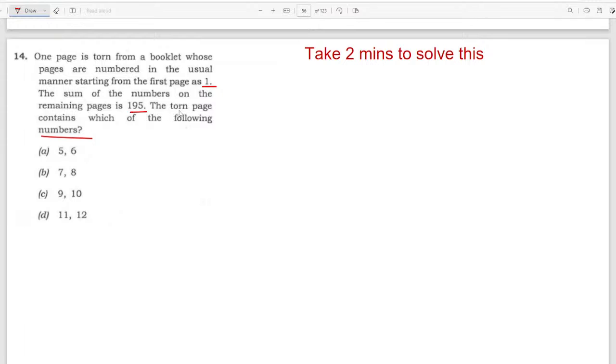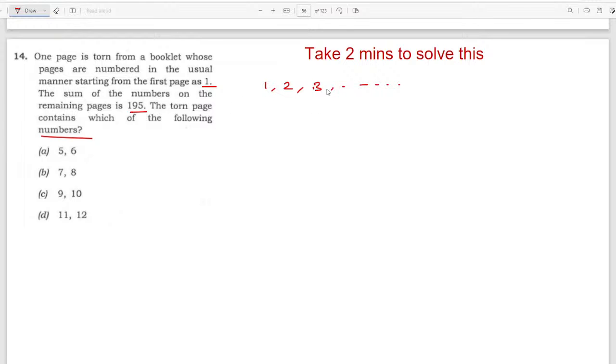What they're saying is this book has page numbers like 1, 2, 3 and so on. And in this book, they have torn a page. Then if they have torn a page, the numbers would be like 5, 6 or 7, 8 or 9, 10, alternate consecutive numbers. And they are saying that after removing that page, the sum is 195. And they are asking which page it is that they have torn.